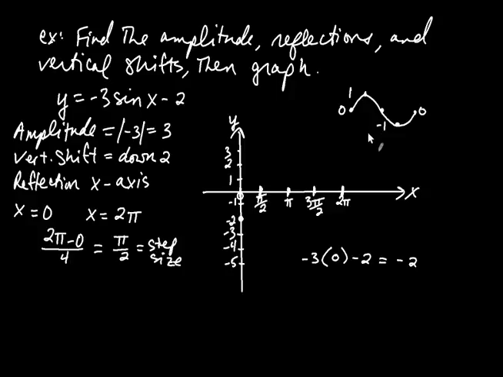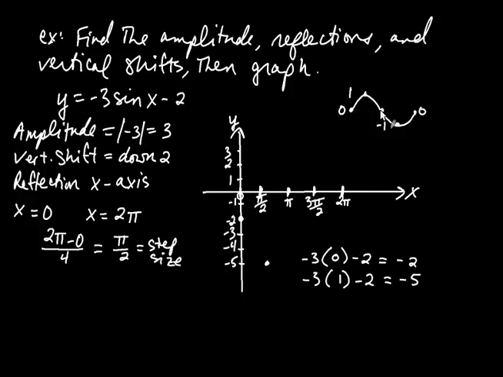What I'm doing is I'm saying to myself, oh, the old y coordinate used to be 1. I'm plugging that 1 in right there, not for x, but I'm replacing sine x with 1. So it looks like this: -3 times 1, minus 2, and I get -5. So for this value of x, I get an output of -5. There's my second point, like so. Okay? Go on to the next one.